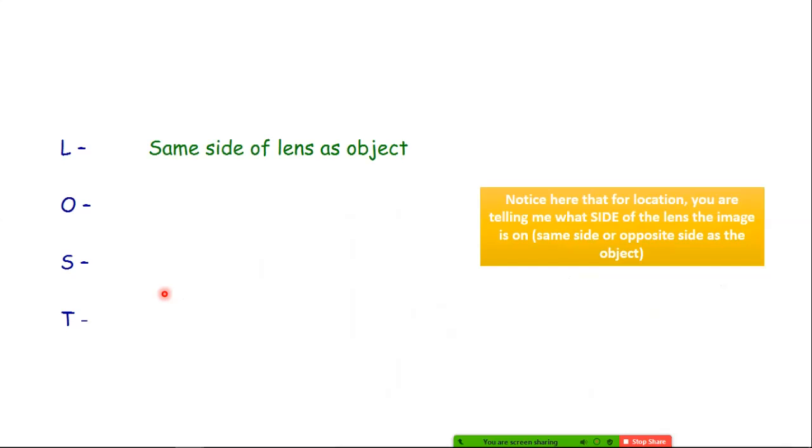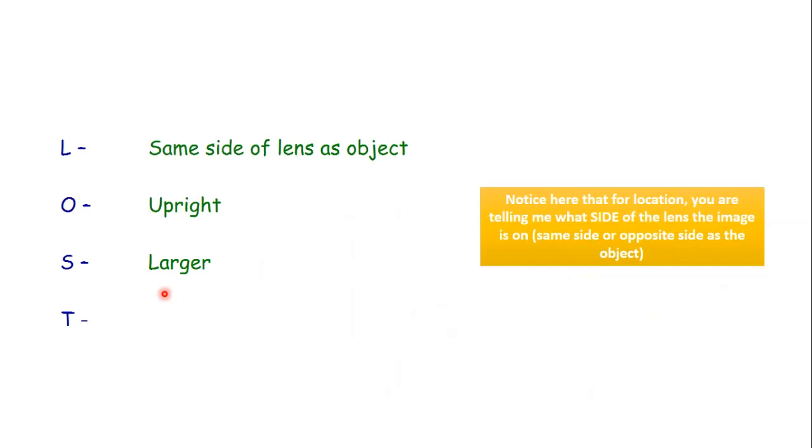Here L stands for the same side of the lens as the object, O stands for upright, S stands for larger, and D stands for virtual. Note the location, and which one is the location, the same side or opposite. Here we see that we get the image at the same side.